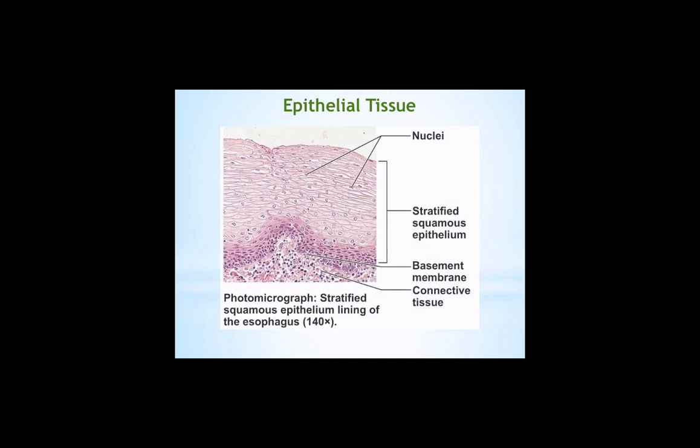This is an example of where epithelial tissue is designed to protect. This is stratified squamous epithelium of the esophagus. So you've got a basement membrane over connective tissue. From there, cells divide and they are progressively moved up to the top and replaced as the wear from passing food takes place.